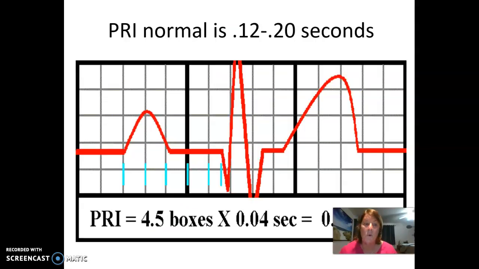Again, that would be 0.18. So a normal PR interval is 0.12, which is 3 boxes, the 3 baby boxes, to 0.20, which is 5 boxes. That is a normal measurement. And again, it's telling us how long it's taking the atria to depolarize and how long the AV node is holding it for.